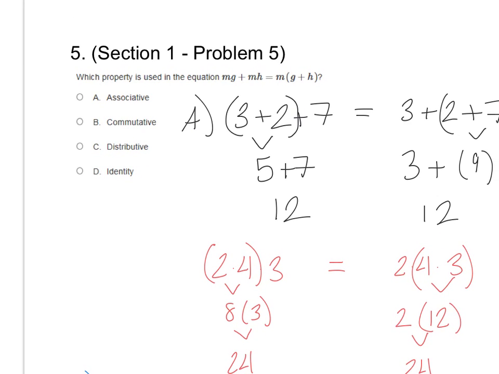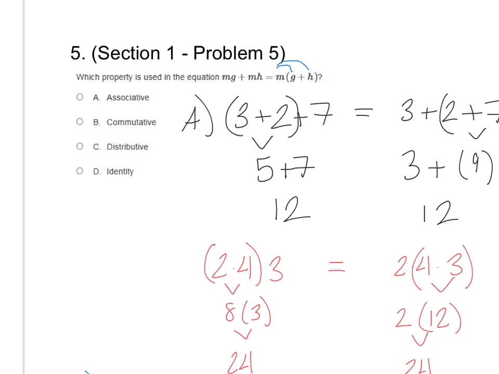So if we look at our original problem again, and we had to figure out which property was being used, right here, a big hint is that we've got parentheses in there. But if I look, I'm taking what's on the outside and I'm multiplying it by every term on the inside. So when I take m times g, I get mg, and then I have a plus sign in the middle. And then when I take m times h, I get mh.